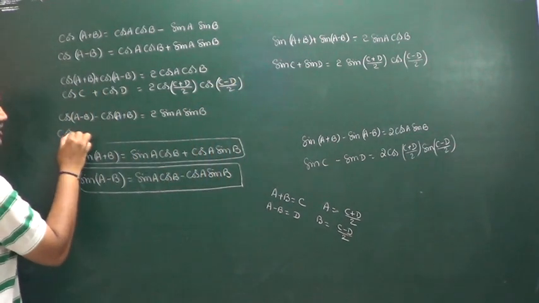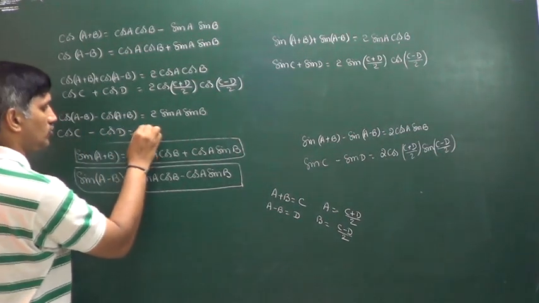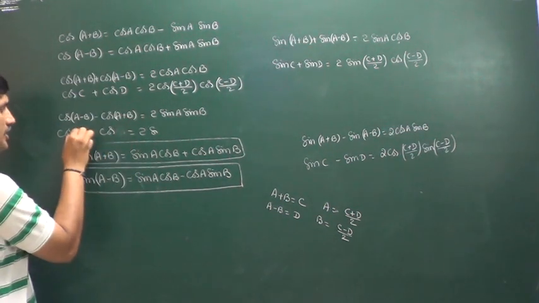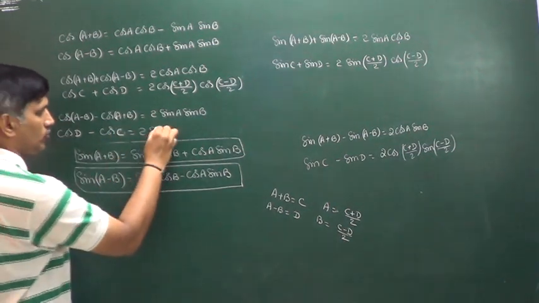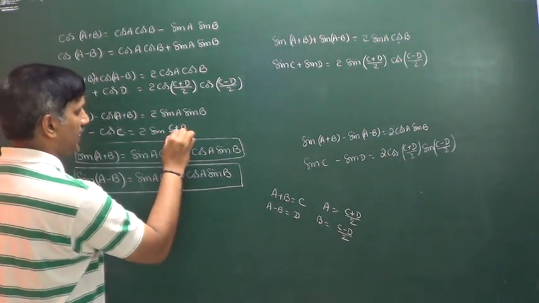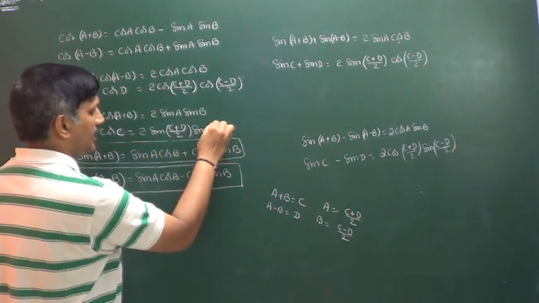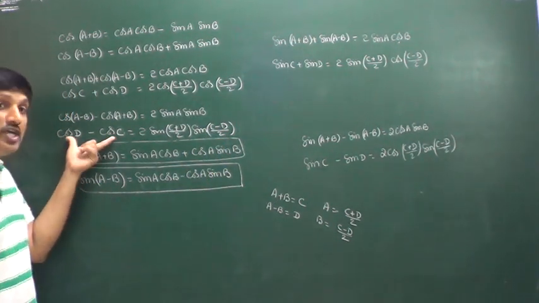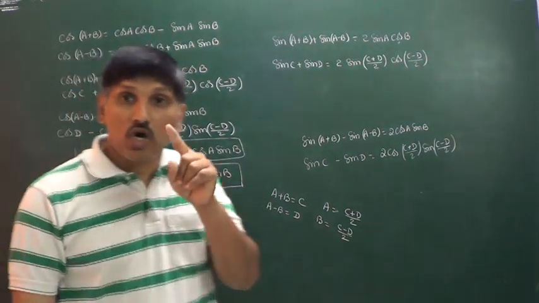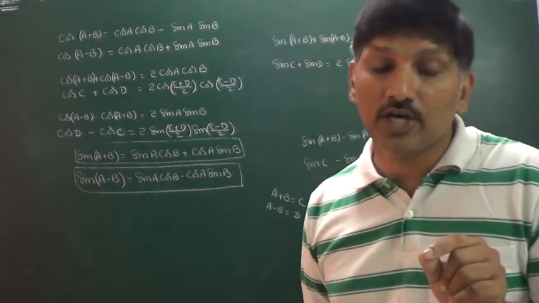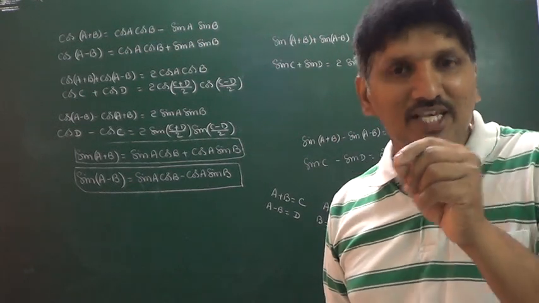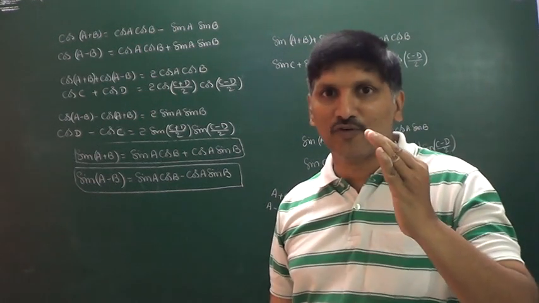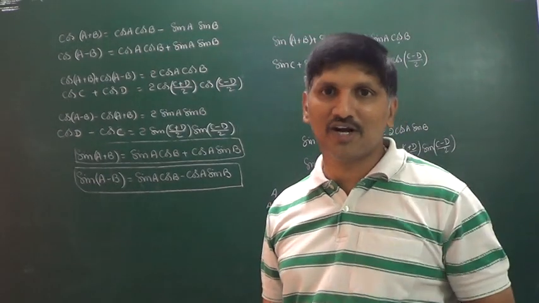Here also, cos C - cos D is equal to 2, sorry. We have to write cos D - cos C is equal to 2 sin((C+D)/2) sin((C-D)/2). Otherwise, cos C - cos D if you want to write, then we have to write minus 2 sin((C+D)/2) sin((C-D)/2). Yes, 4 formulas. Those 4 formulas, addition, subtraction, we got the formulas.